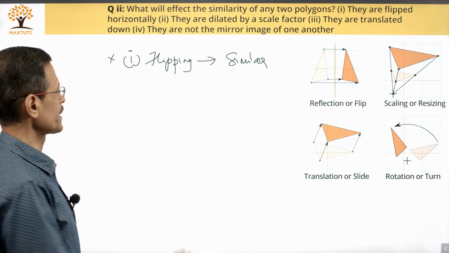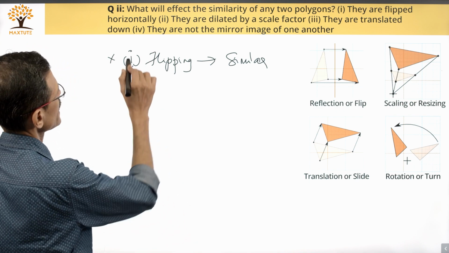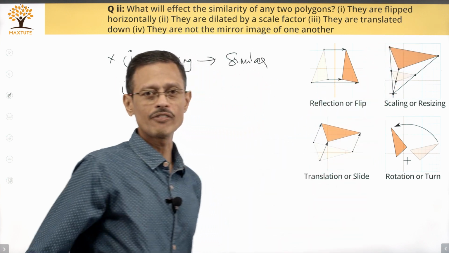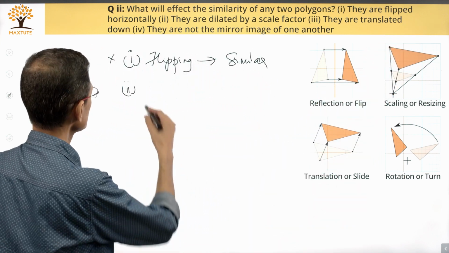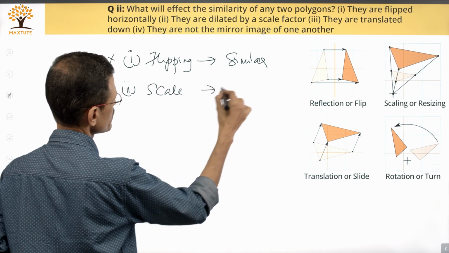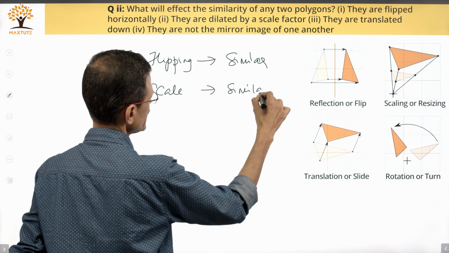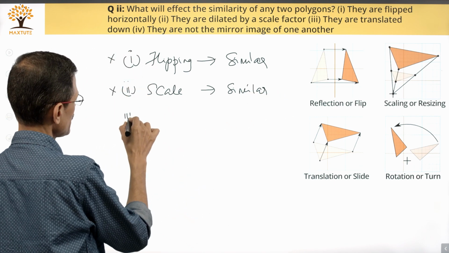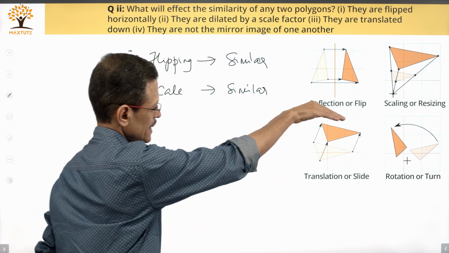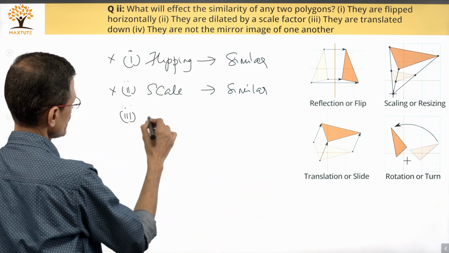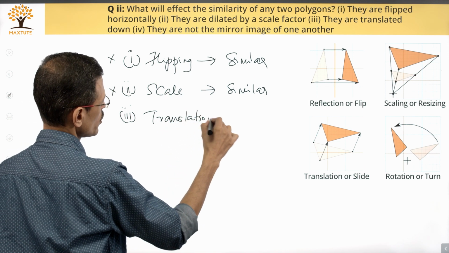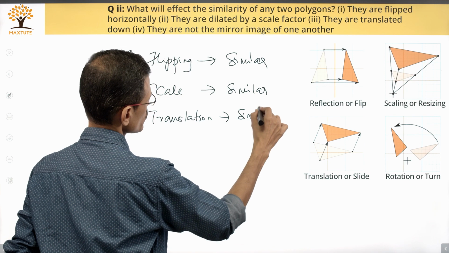It maintains similarity. Second part is they are dilated by a scale factor. This is what we are talking about. Dilation happens through a scale factor. Scale factor will keep it similar, right? Dilation by a scale factor will keep it similar. So 2 is also not the answer. It is not going to affect similarity at all. So move on to the third one. They are translated down. Sliding or translation will keep the object similar. So this is also not going to affect it. So 3 is also not the answer.